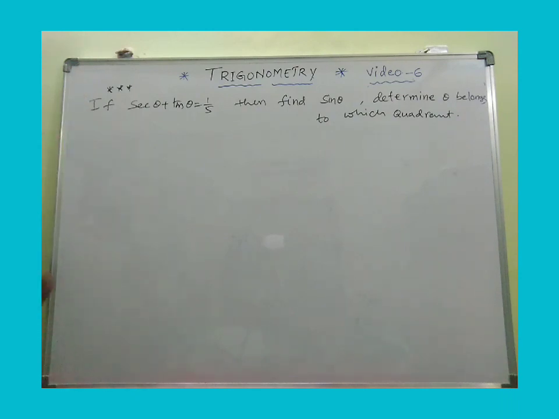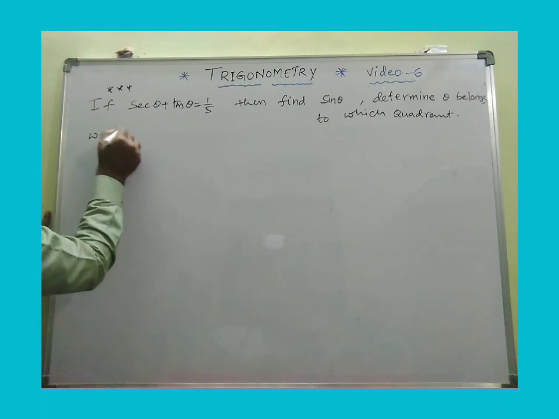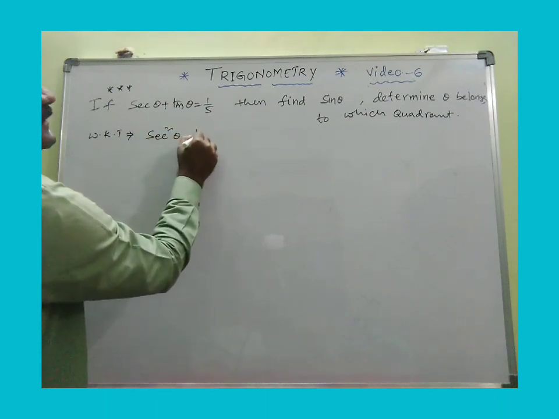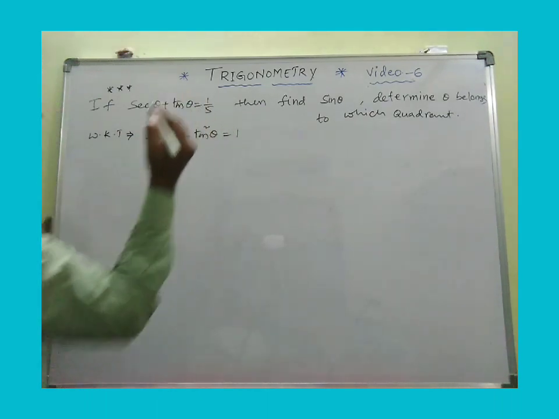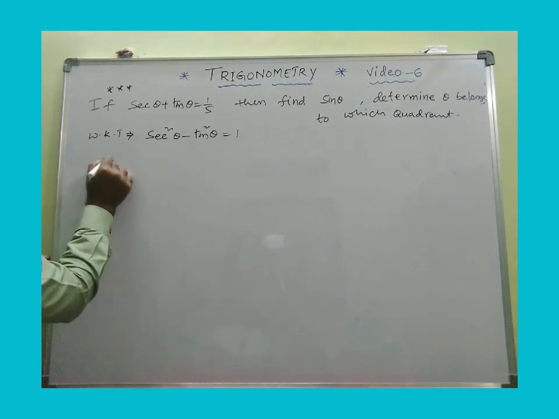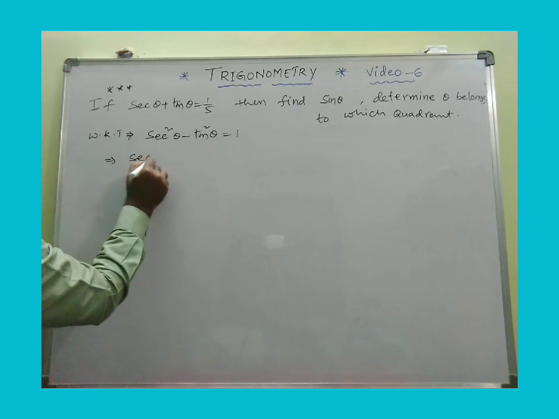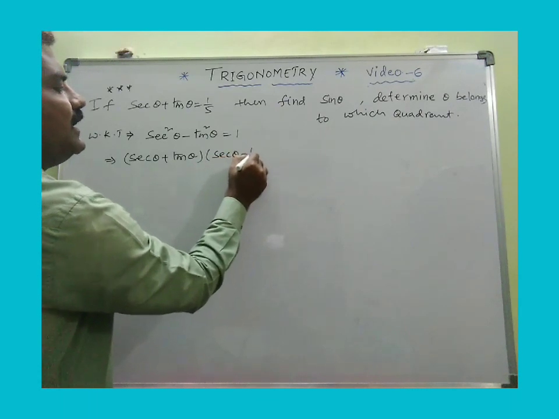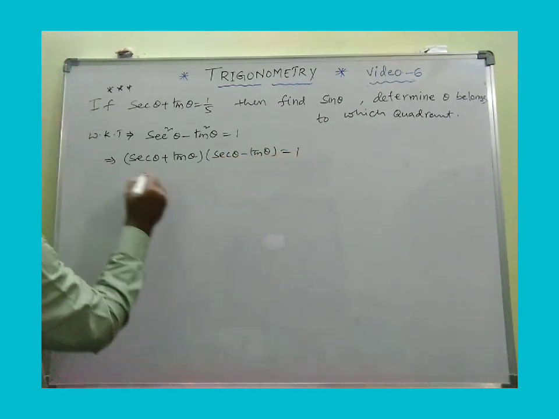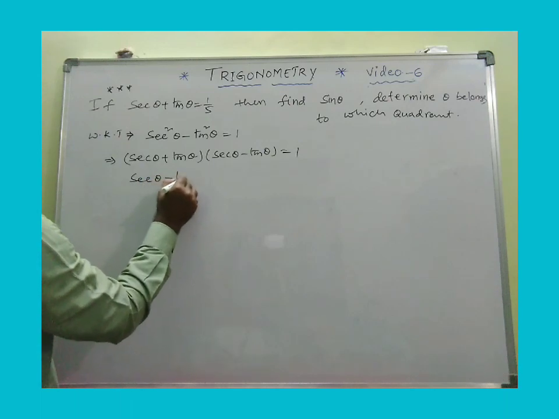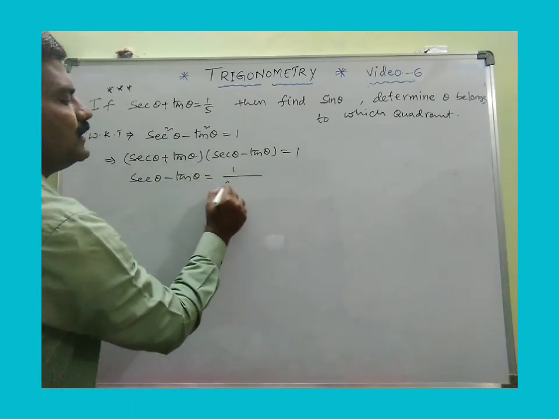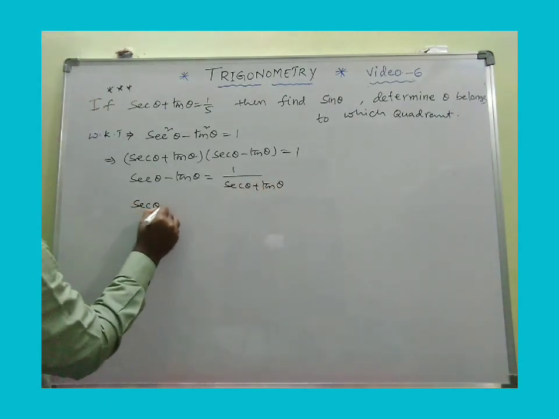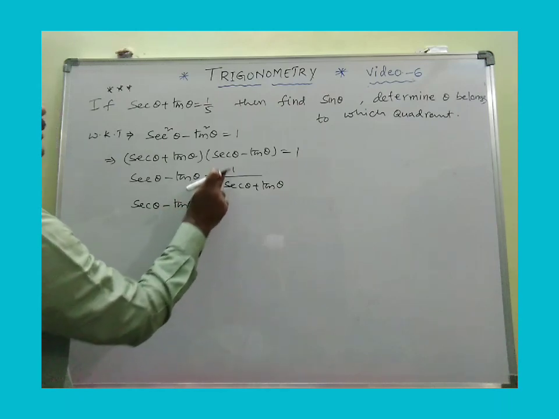So listen here. We know that there is an identity in secant and tan, that is secant square theta minus tan square theta is equal to 1. This is just like a square minus b square, hence I can write this as a plus b into a minus b. So from this, secant theta minus tan theta is equal to 1 by secant theta plus tan theta.